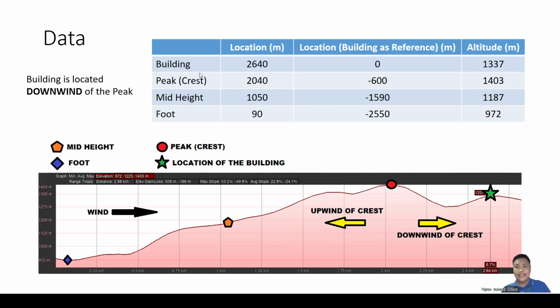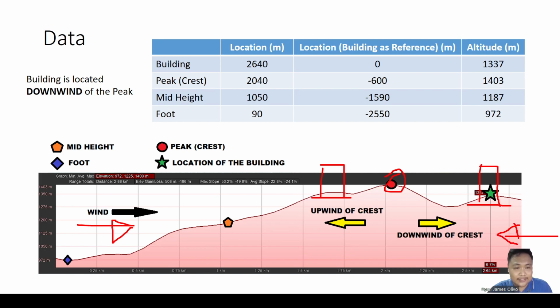I have gathered the necessary data in Excel, but let's try this one first. As you can see, the building is located in the downwind part. If our building were located here, we would consider it upwind, but it's located here, in the back of the peak when the wind comes from this side. If the wind is from the other direction, then downwind and upwind are reversed, and we consider upwind.